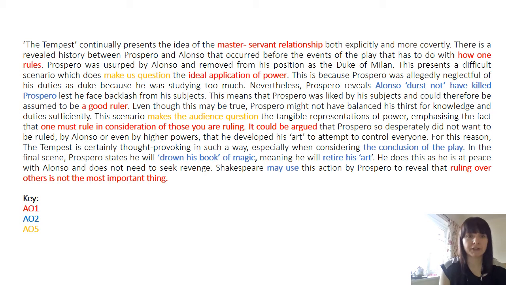Again, what we've got here is just, you can have a read through that. You can see that AO1, AO2 and AO5 have been sort of picked out for you, okay? Obviously something that we would need to think about is where would we put the AO3 in here? So this is something that you can do yourselves as well. If you're familiar with The Tempest, you can maybe think about where would you put the AO3 in and how would you weave that into this response.